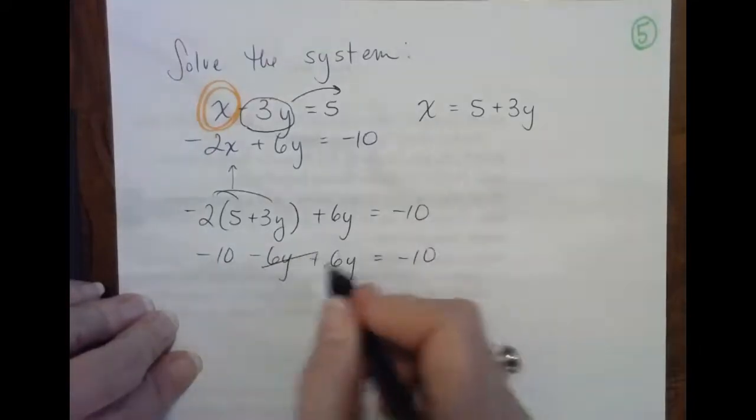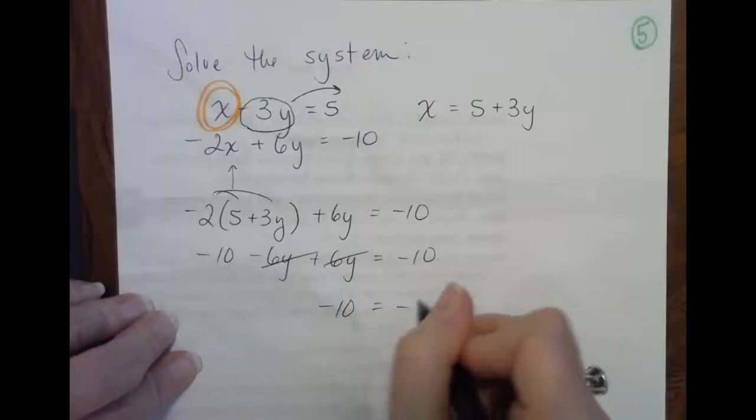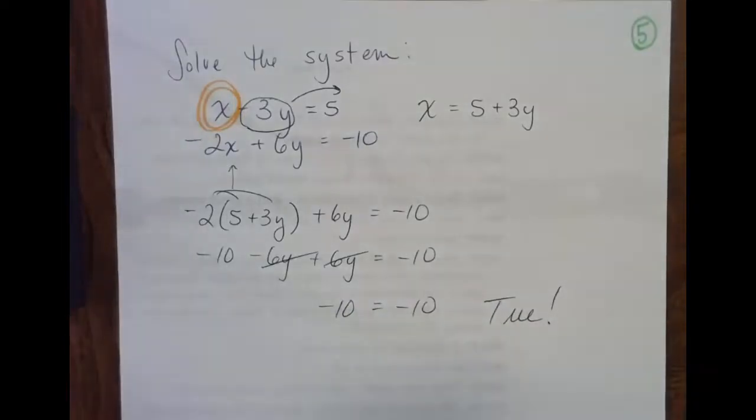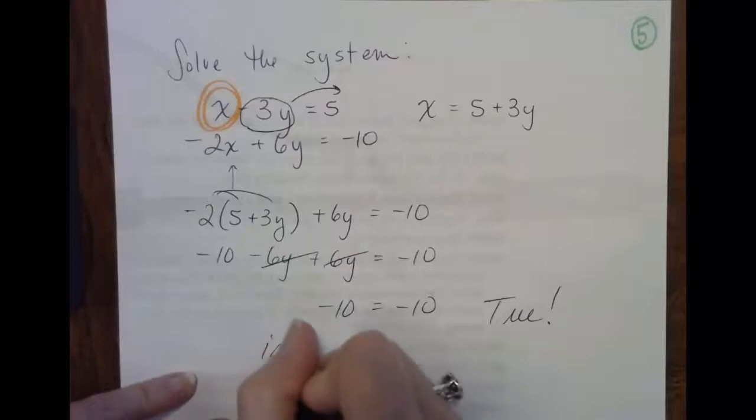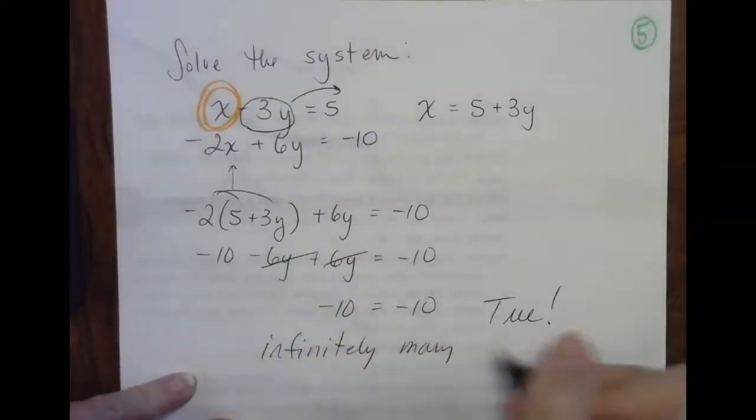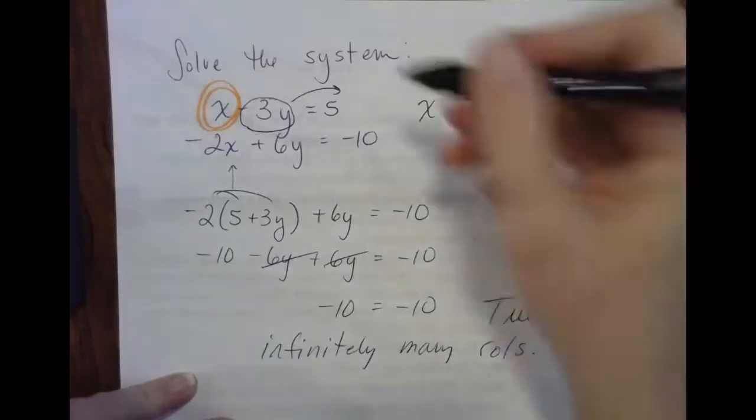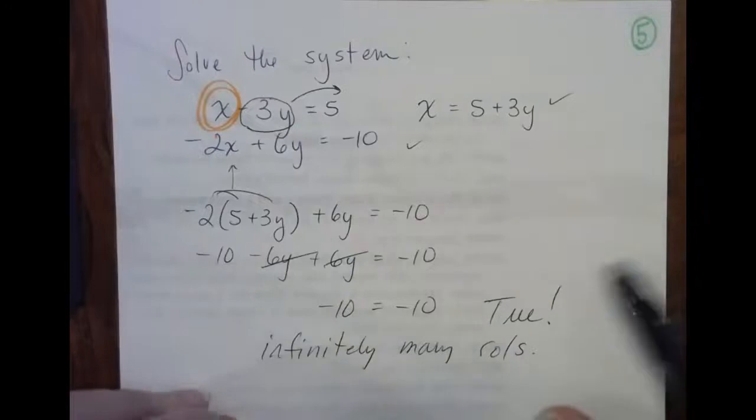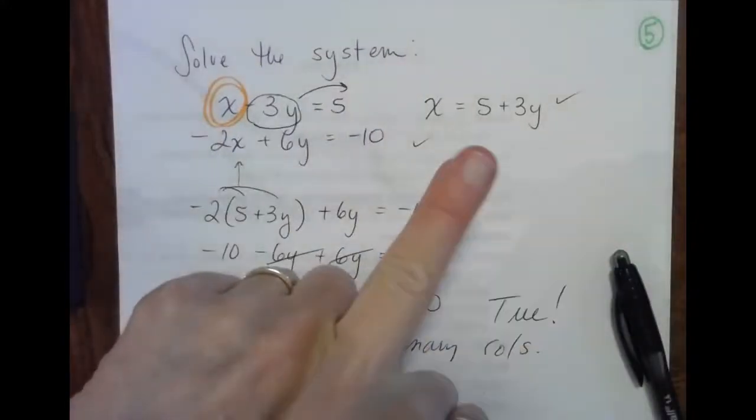Ladies and gentlemen, we are ending with a true statement. And when we end with a true statement and no more variables left, we know that there are infinitely many solutions. Why? Because basically these two equations are representing exactly the same line. So those lines are on top of each other.